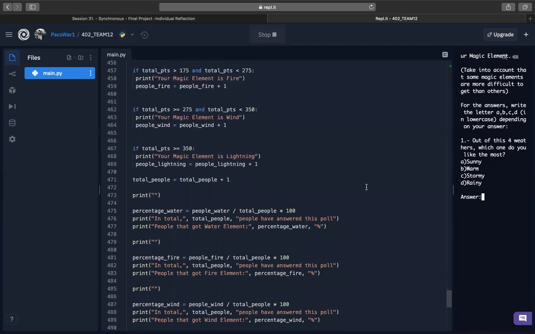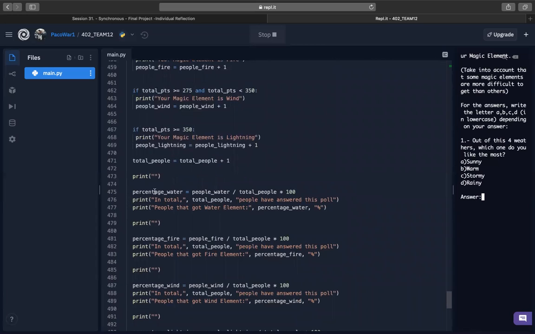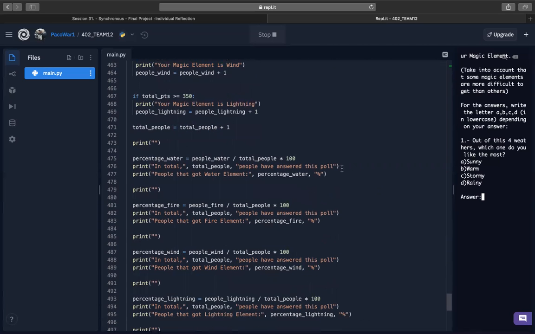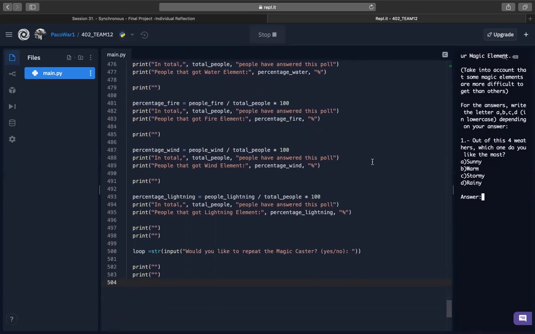And this will allow to find the total of the people that have played the poll and the percentage of people that got a certain type of magic element. So it would divide the amount of people that got a certain magic element by the total number of people and multiply it by 100 to find the percentage.